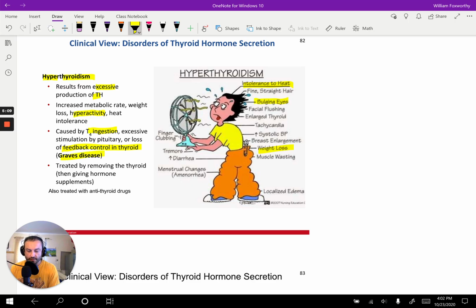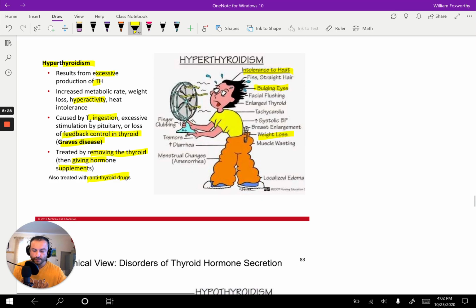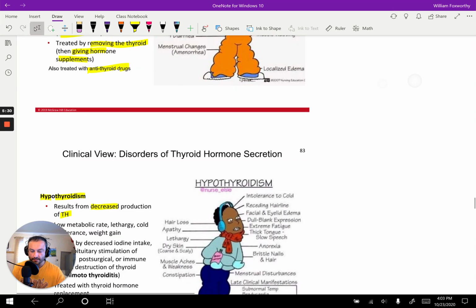This is a disease called Graves' disease, and it is treated either by giving anti-thyroid drugs, or by surgically removing the thyroid. Then, because you don't have any thyroid hormone anymore, you would need to take thyroid hormone supplements in pill form for the rest of your life.